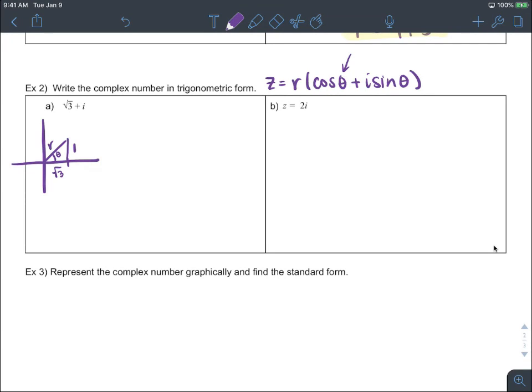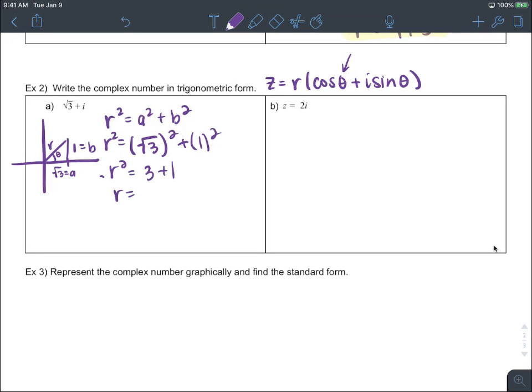Okay, so to get r, I remember r squared is equal to a squared plus b squared. So r squared is equal to the square root of 3 squared plus 1 squared. So r squared is equal to 3 plus 1. So r, I'm going to go ahead and square root that. That's 4. So r is equal to 2.